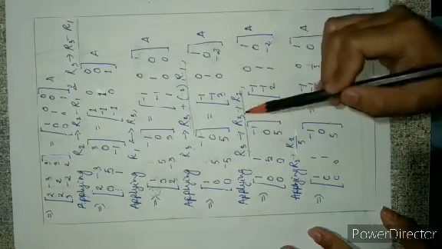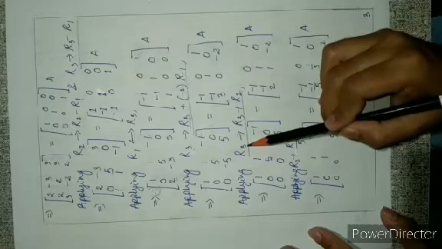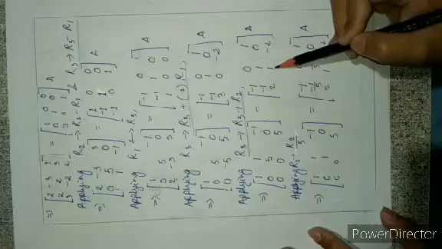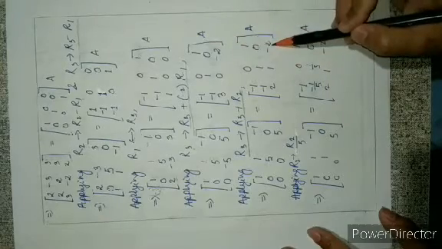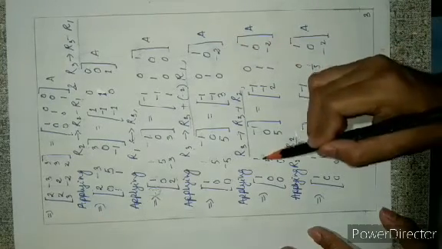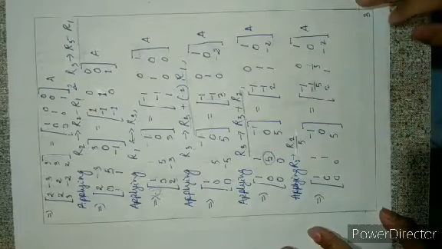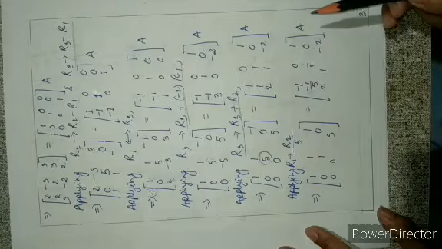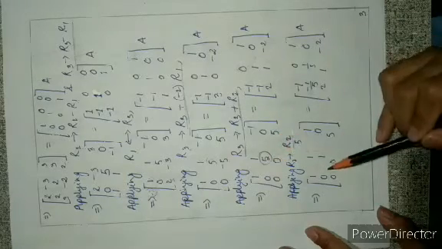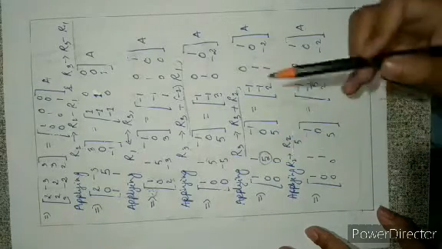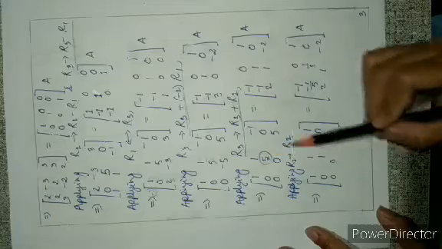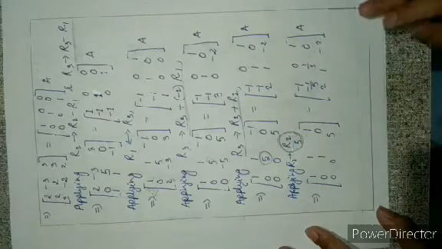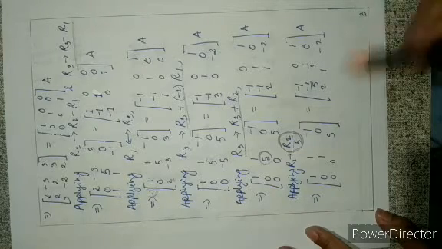Second row plus third row, minus 1 plus 3, 2. 1 plus 0 is 1. 0 plus minus 2 is equal to minus 2. Now we need the element A22 to be 1. All the elements of second row, we divide by 5.